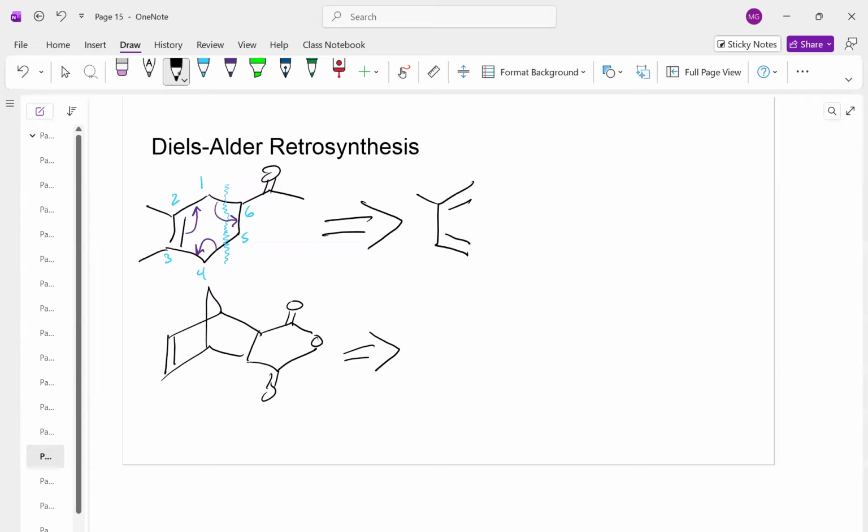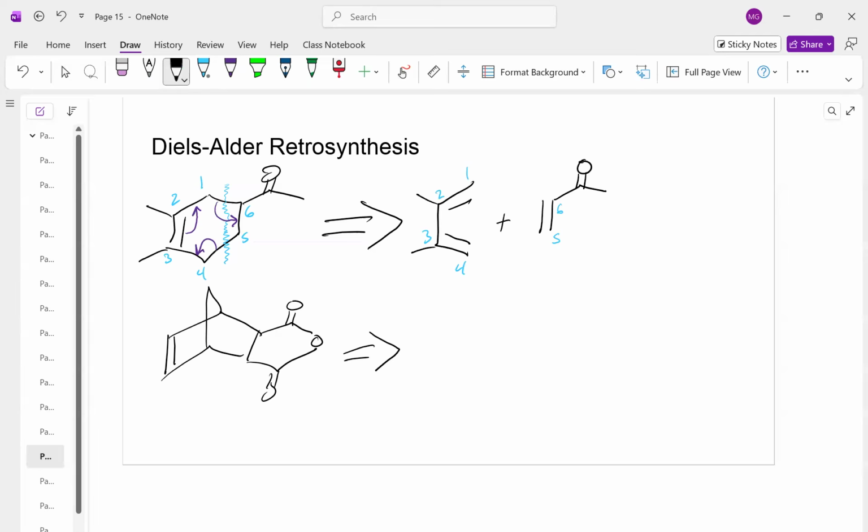It's also got a couple methyl groups there. So there's 1, 2, 3, and 4. And 5 and 6 is going to be my dienophile. And the other thing attached to 6 there is this carbonyl. So that's how I'm going to go backwards.